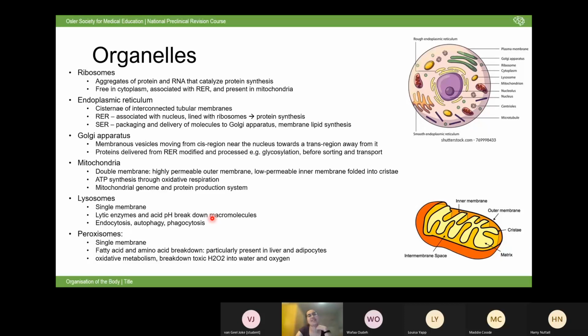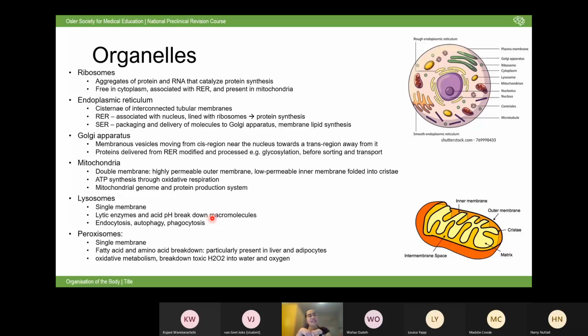However, when they're supposed to be breaking stuff down, the way that happens is that the things to be broken down are put into endosomes, which are just vesicles. And then the endosome fuses with the lysosome to form an endolysosome. And then because it's still at the acid pH, the lytic enzymes are able to work and break down whatever was in the endosome.